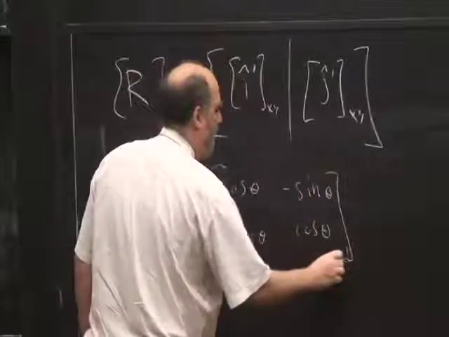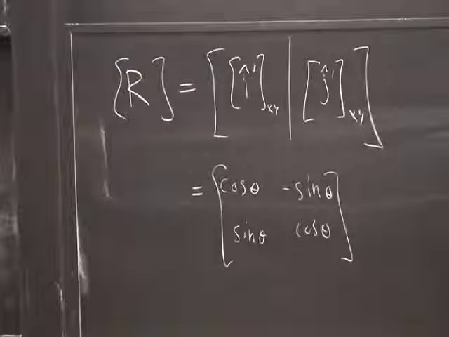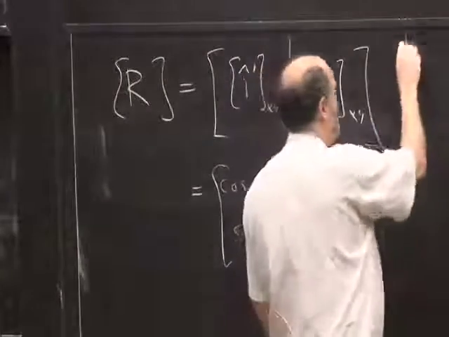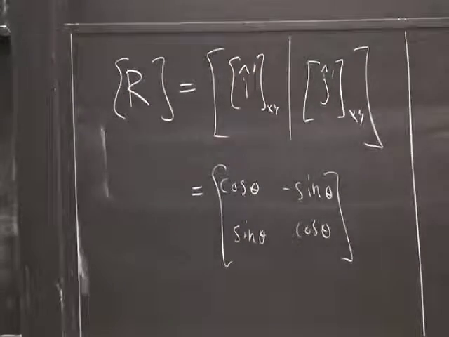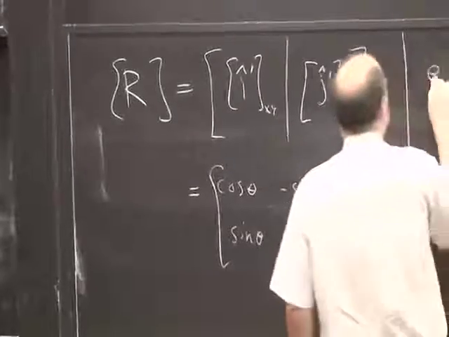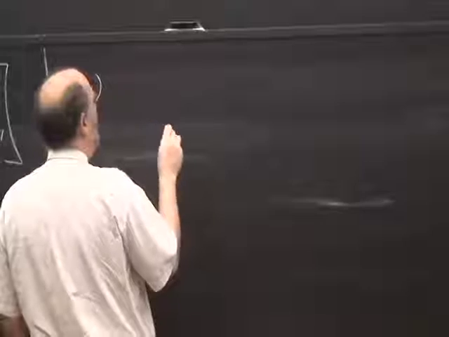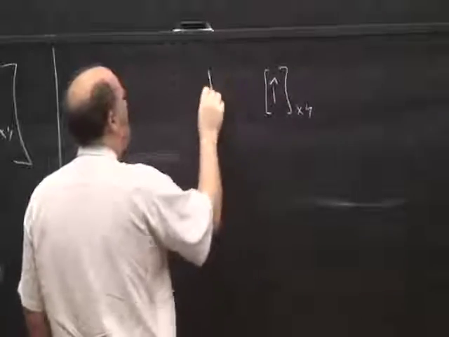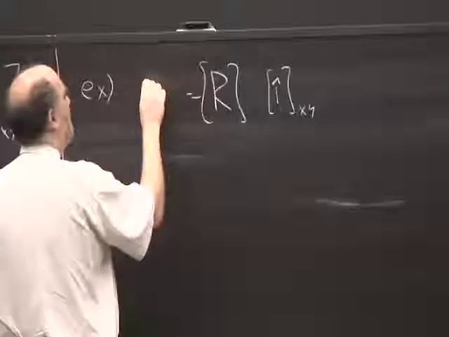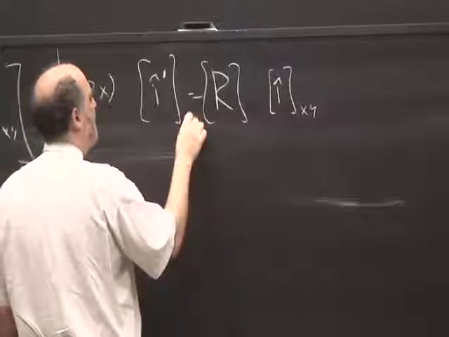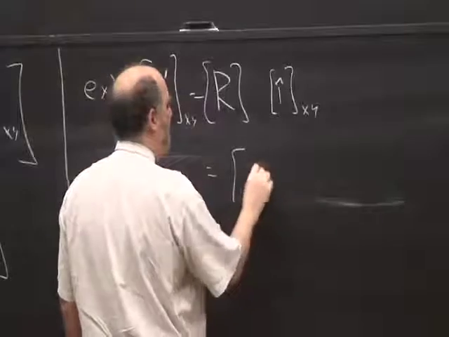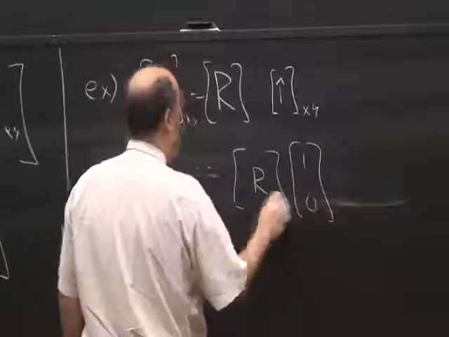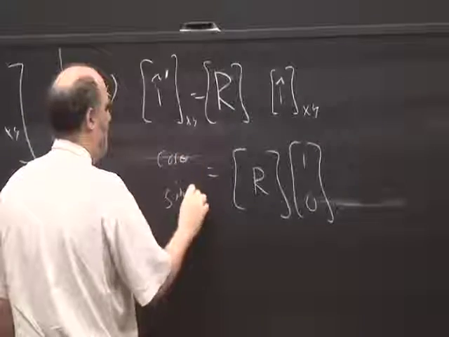These are just two different ways of thinking about this rotation matrix. One is its columns are the components of the rotated base vectors, and the other is just that it's a matrix that works out to tell us the rotations. So for example, if we take the components of the I vector in the xy system, and we multiply it by this rotation matrix, it gives us the components of I prime in the xy system. Or another way to say this is we take R and we multiply it by 1, 0, it gives us out cosine theta and sine theta.